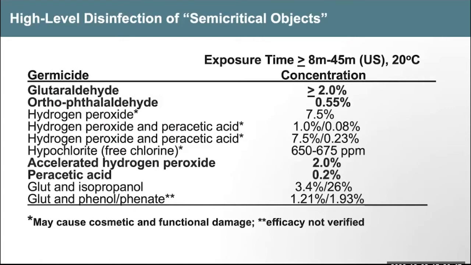So here are some of the, at least in the U.S., FDA-approved high-level disinfectants. Glutaraldehyde and ortho-phthalaldehyde are the most commonly used, but we also have accelerated hydrogen peroxide, peracetic acid, and a variety of hydrogen peroxide combination products. So there are a variety of different high-level disinfectants. You can see they have exposure times from 8 to 45 minutes. Some have temperature requirements and should be used at high temperature. And of course, as with any other chemical, they need to have both direct contact as well as an appropriate concentration of the chemical. So the appropriate concentrations obviously need to be monitored and validated, as does the exposure time.